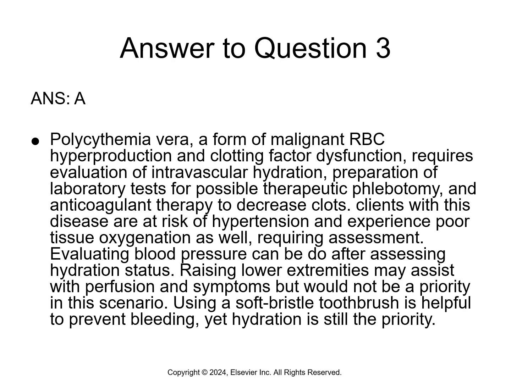So the answer is A. Hydration status is most important because hydration affects the blood thickness, the clot risk, and perfusion to the extremities. So if we can reduce the viscosity, then we can reduce the clot progression. Hydration is the most immediate nursing intervention because it directly improves circulation. So the answer is A.